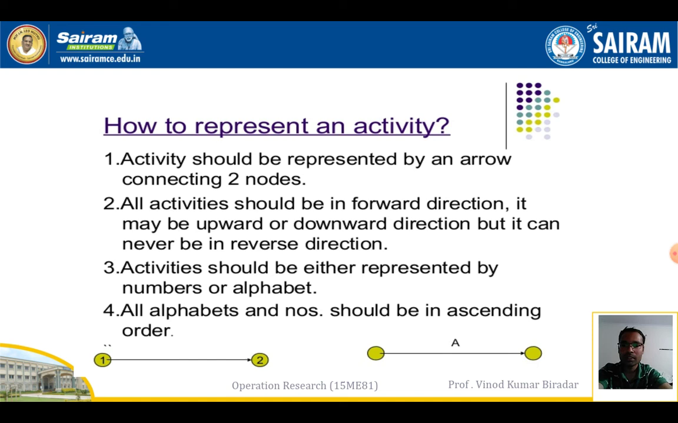Activities should be represented either by numbers or alphabets. An activity can be represented by 1 2 3 4 or A B C D. Some books indicate 1 2 3; if you take an architect's book, they indicate all the assignment problems as 1 2 3 4 5. If you take any other book, they may indicate A B C D. The fourth point is that alphabets or numbers should be in ascending order, such as 1 2 3, not descending order. This fourth point is very, very important. So this is about the representation of an activity in a problem.